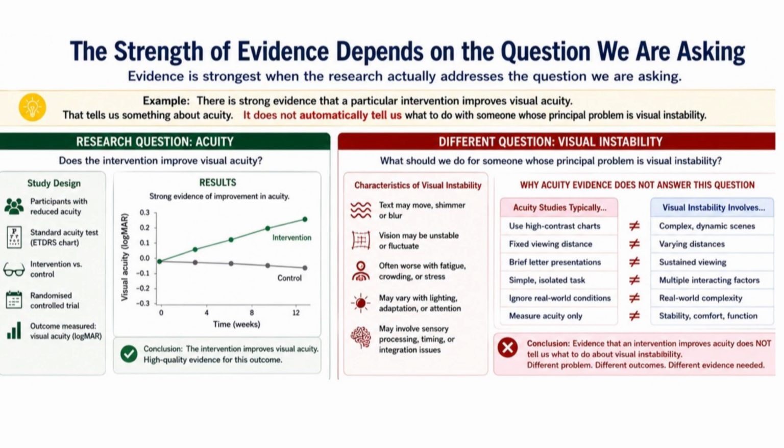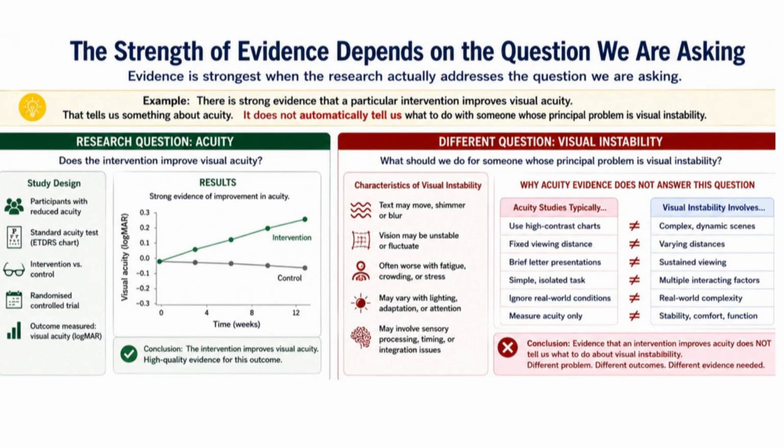Evidence-based medicine is extremely important, but it is sometimes misunderstood. It does not mean simply following whatever has the largest study or the most impressive statistical result. Its purpose is to integrate the best available research evidence with clinical expertise and the circumstances of the individual patient. And this distinction becomes critical in visual processing.